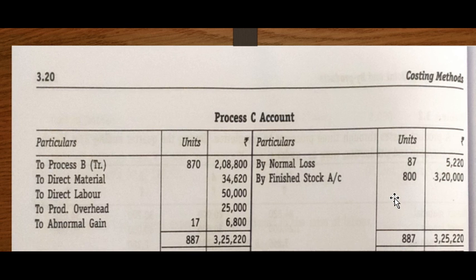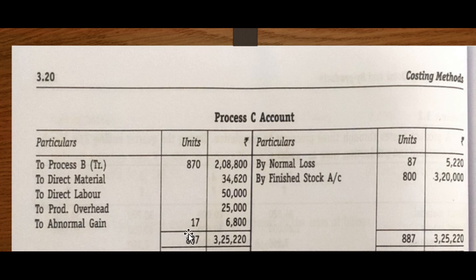Your abnormal gain will be recorded on the debit side, whereas your abnormal loss will be recorded on the credit side. So in this problem, your input units is 870, whereas your output units are 800 plus 87, which is 887, which is more than 870. So you have an abnormal gain, and you will be recording the abnormal gain. How much is your abnormal gain? 887 minus 870 will give you 17. So 17 units is your abnormal gain which you have gained here.